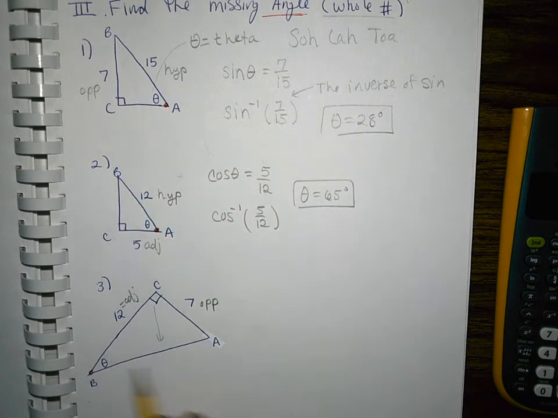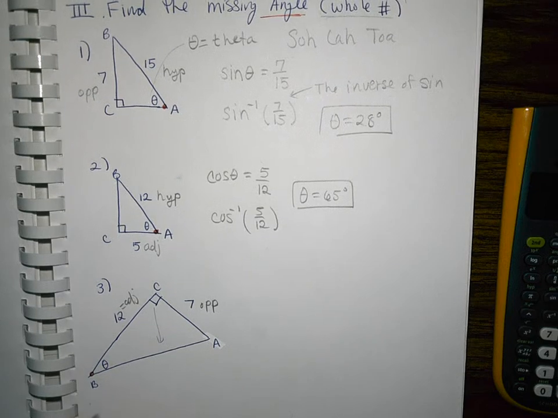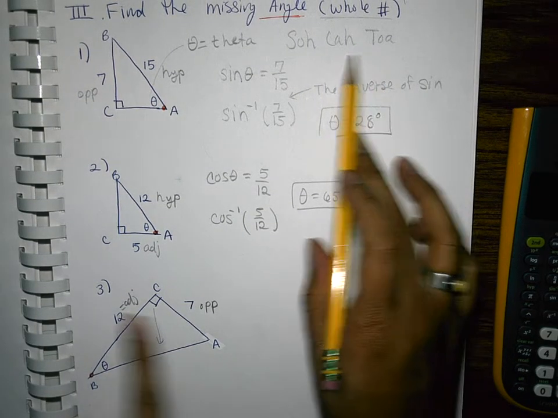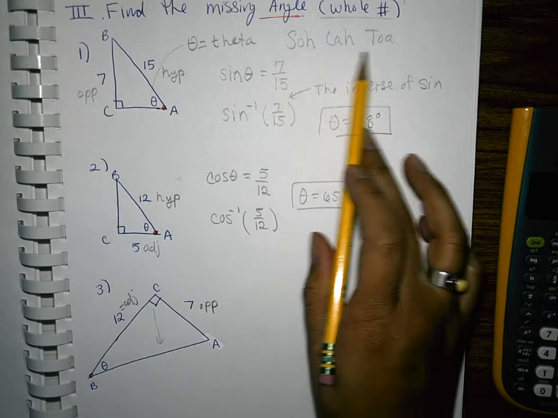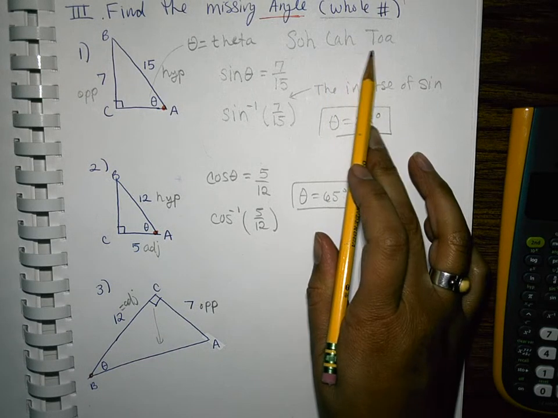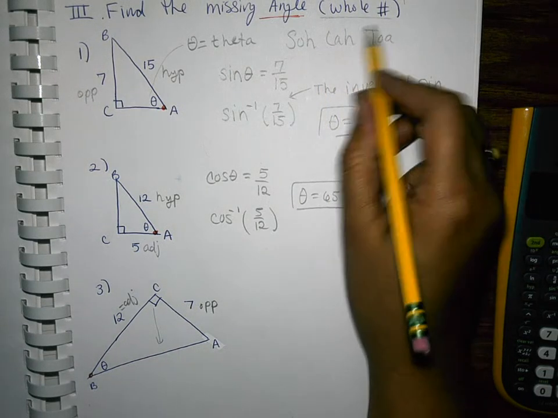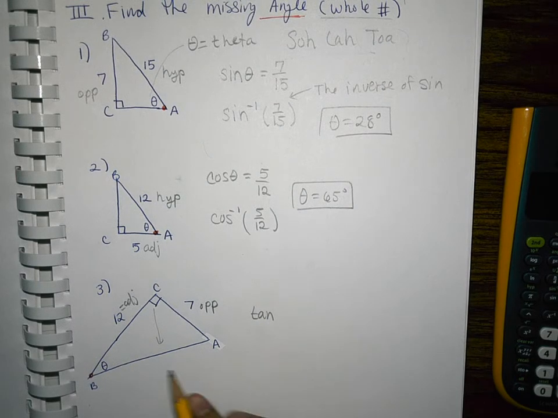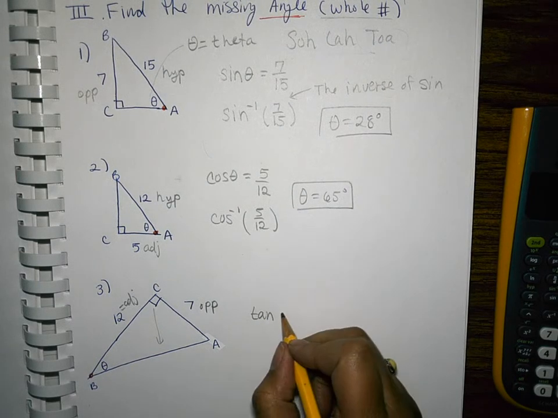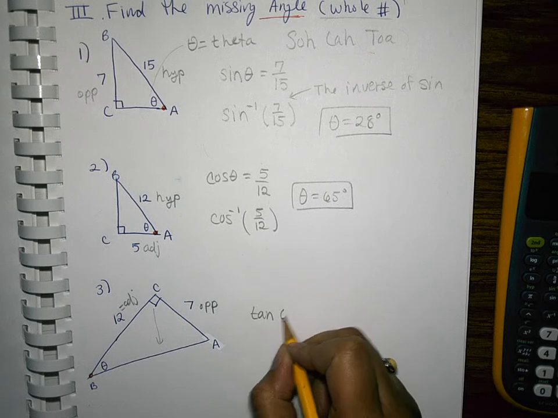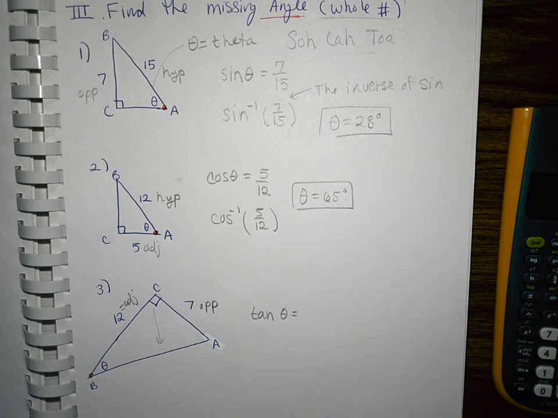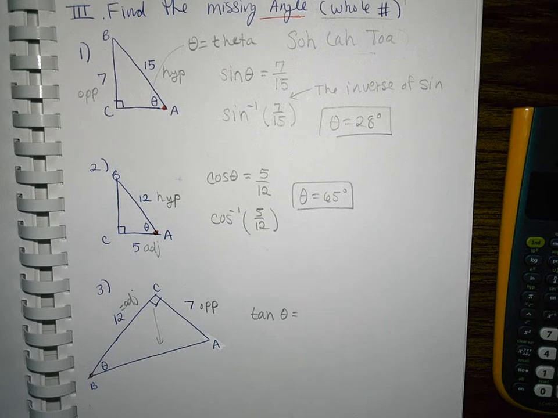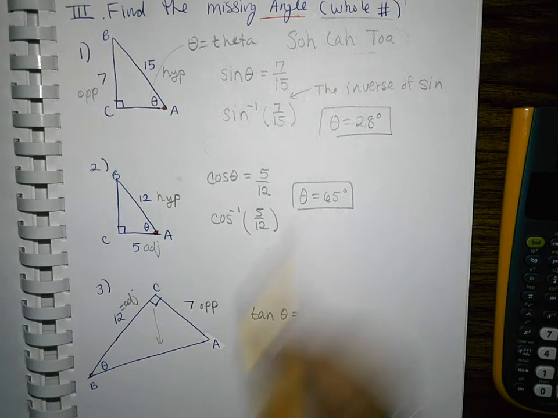And come back up to your SOHCAHTOA. Which one deals with the opposite and adjacent? Good job. It is tangent. Tangent of an angle. And since we don't know the angle, we put tangent of theta, because that's the unknown angle. Tangent of theta equals opposite over adjacent.